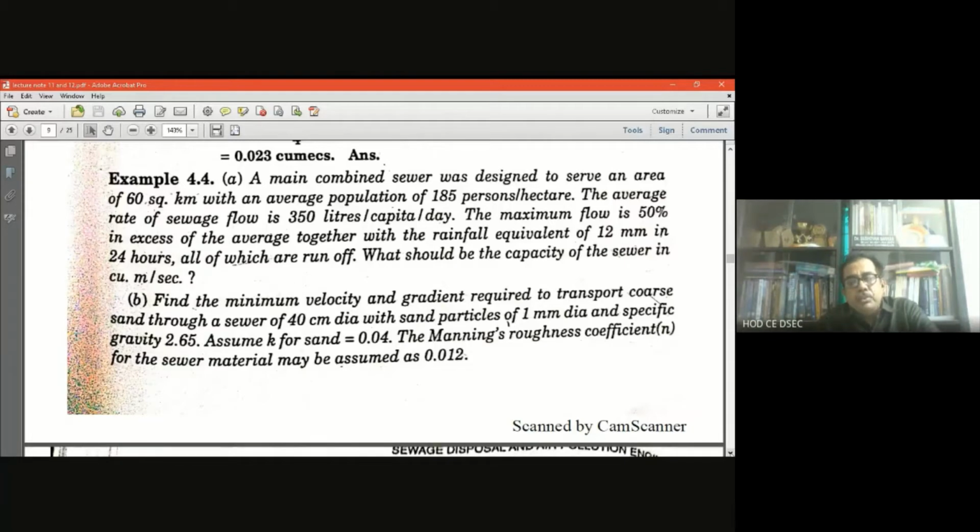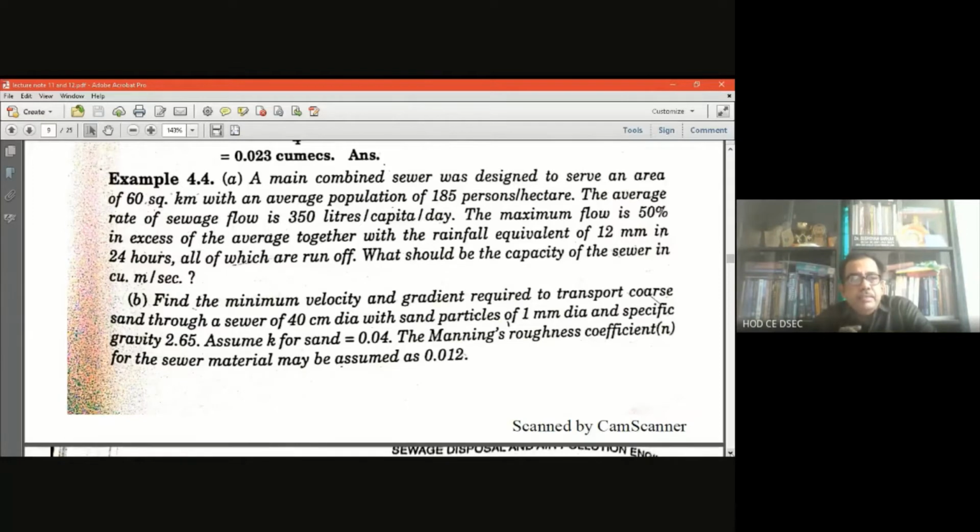So the question that I am going to discuss with you: a main combined sewer means where the sewage and the storm water, draining water, will also flow in a single sewer line. That is called the combined sewer. It carries the sewage water as well as rainwater, as I have mentioned in my very beginning lecture. So this is the problem of this combined sewer.